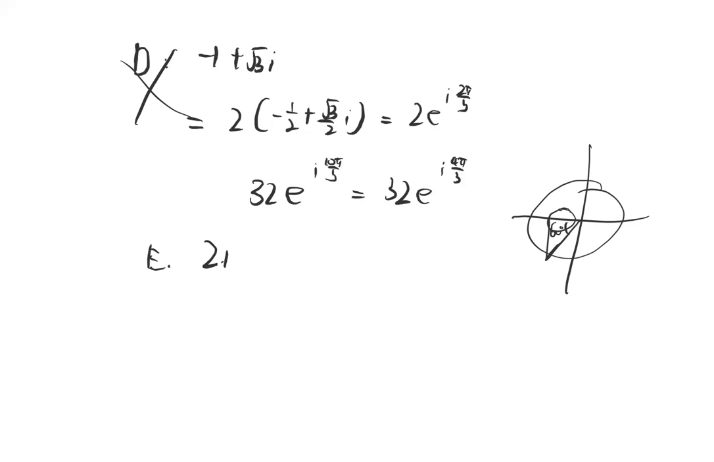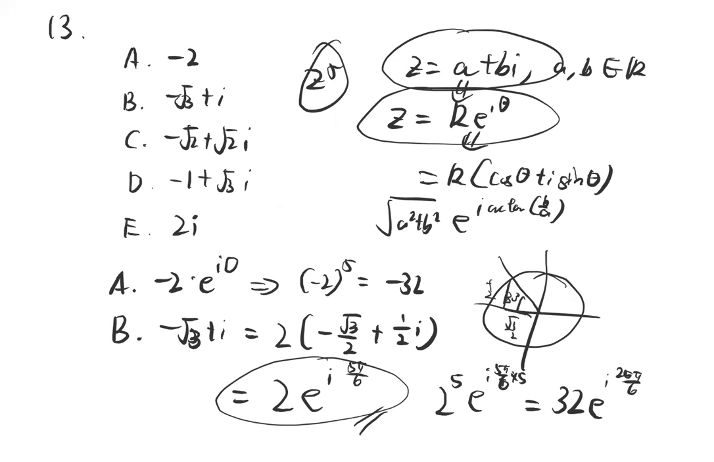And for 2i, you don't even need to convert it into the exponential form, because you can just do 2i to the power of 5, and this is already an imaginary number, which means the real part is 0. So if we look back at here, this is negative 32. This is also negative, so these two are out. This one's 0, so this one's out, and this is 16 root 3, and this is 16 root 2. And obviously 16 root 3 is bigger, so the answer is B.